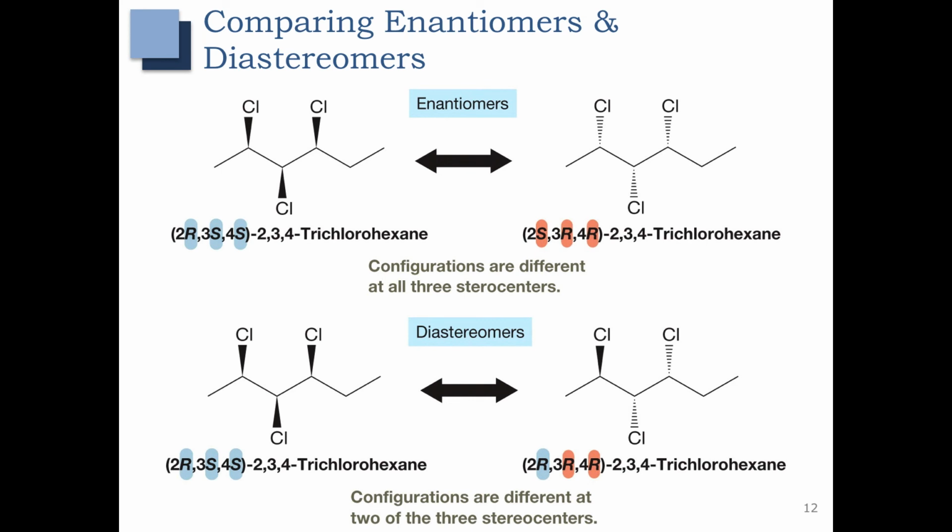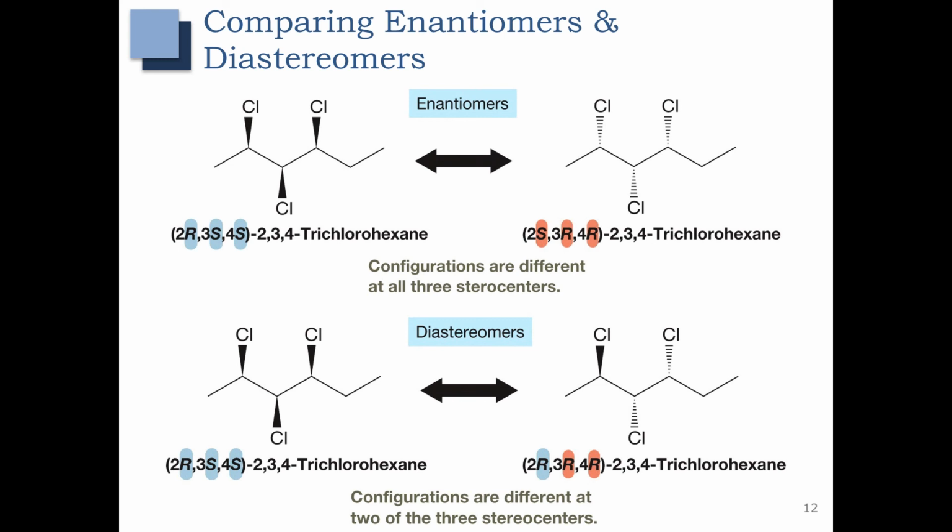RSS, if we were given the name of this molecule and that was it, and you were told to draw the enantiomer, you just flip everything. So we go from RSS to SRR. And these are perfectly enantiomers. And you'll notice looking at the drawings that we've flipped every single stereo center.